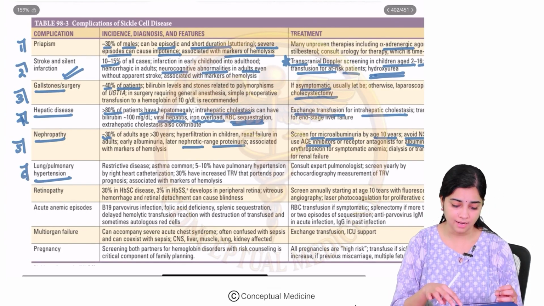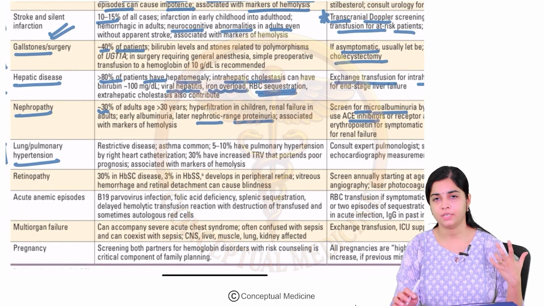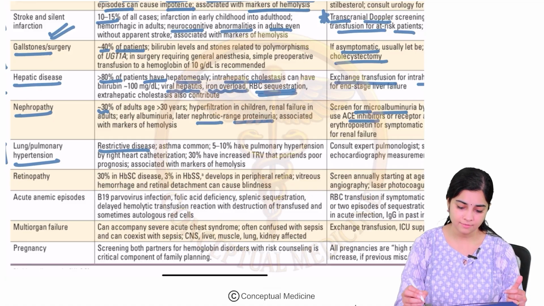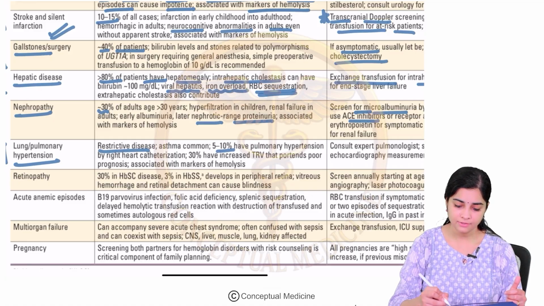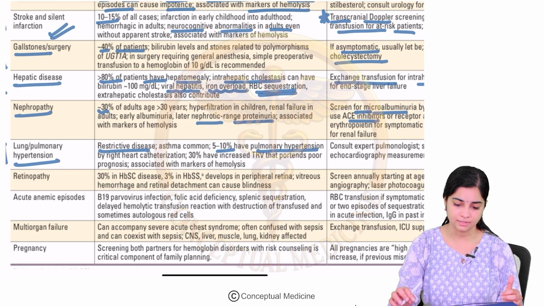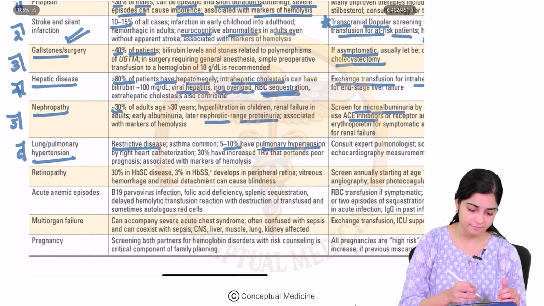Then what about the lung manifestations? When you have acute lung manifestations, you can have acute chest syndrome, but in chronic disease, there can be restrictive lung diseases, right? And 5 to 10% can also develop pulmonary hypertension because of repeated vaso-occlusion in the pulmonary artery, right? So you can have pulmonary hypertension and right heart failure as well.